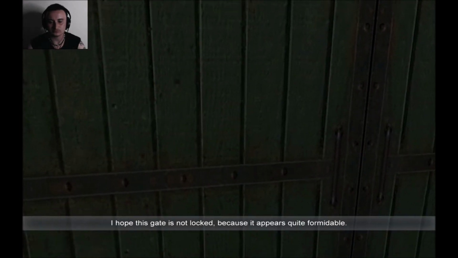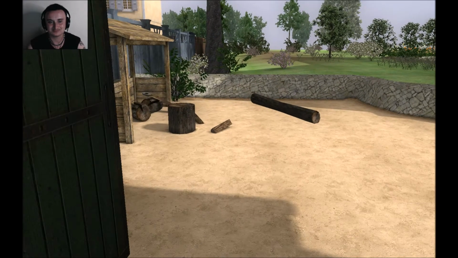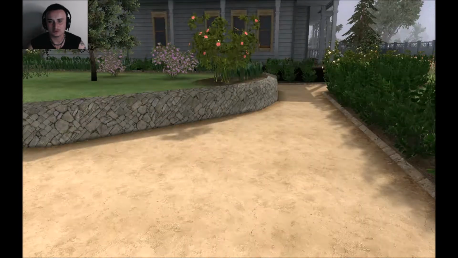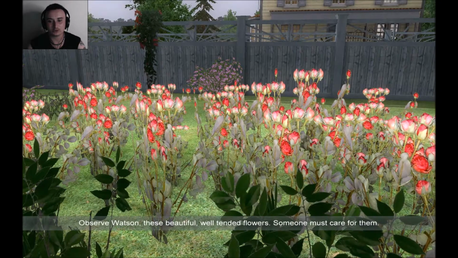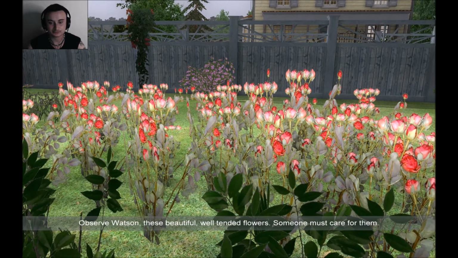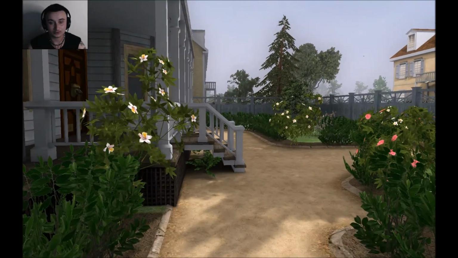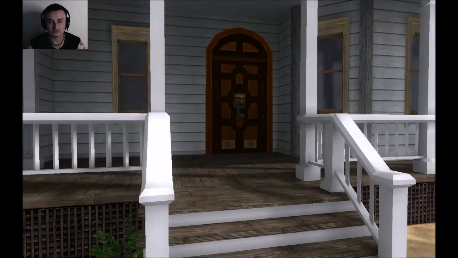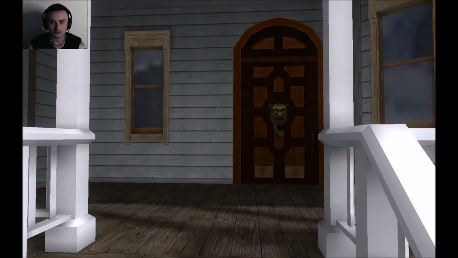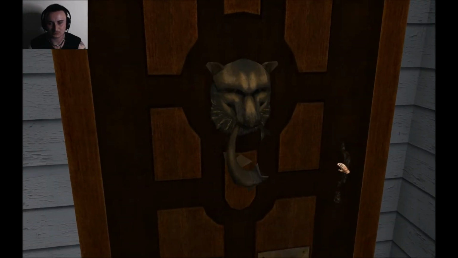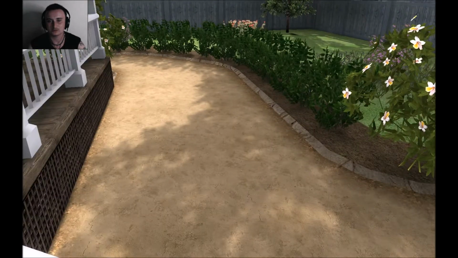I hope this gate is not locked, because it appears quite formidable. Open! Alright, we'll head directly to the house. Because one, we need some water. Observe, Watson, these beautiful, well-tended flowers. Someone must care for them. We need to see what's going on in the house, and at the same time we also need some water. I know, let's see. What a strange... Closed, tight. We'll go around the side of the house.